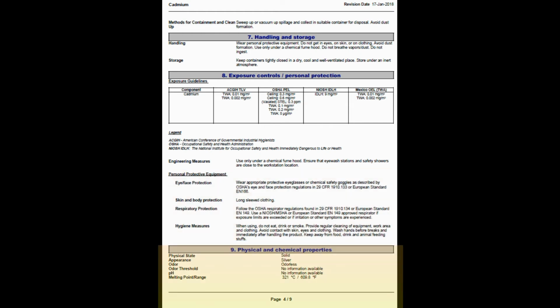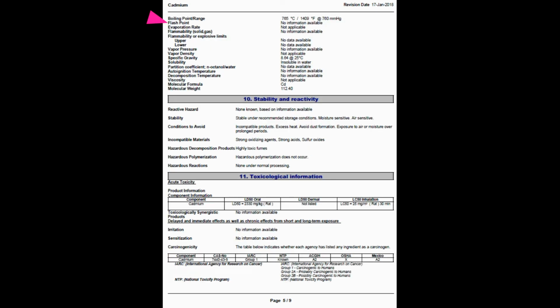Next, we have the physical and chemical properties. What does it look like? What does it smell like? When does it melt? Boiling point, flash point, flammability, vapor pressure, solubility. This is all of your generic information for this chemical. Next, we get into stability and reactivity.